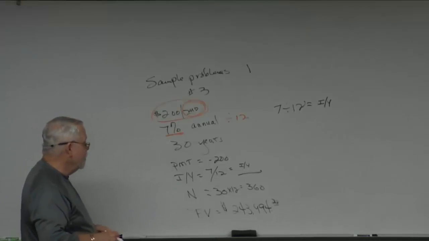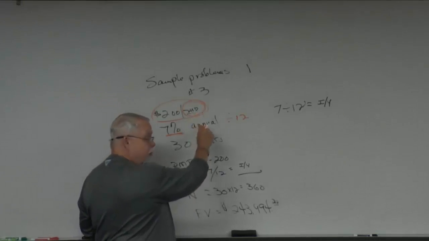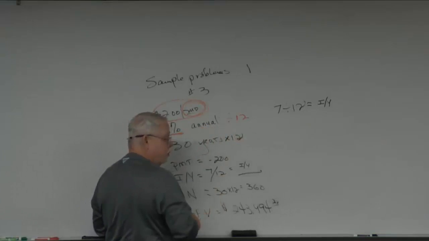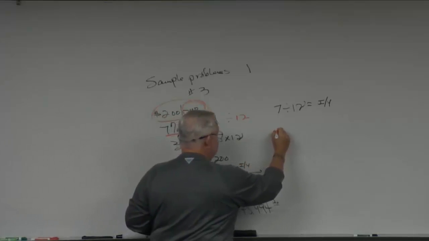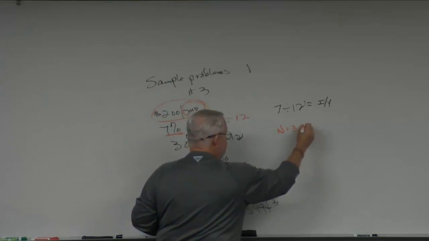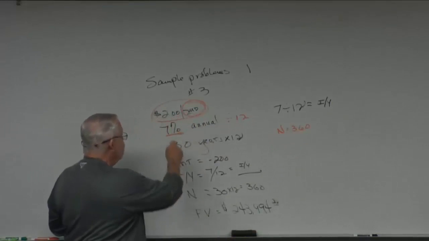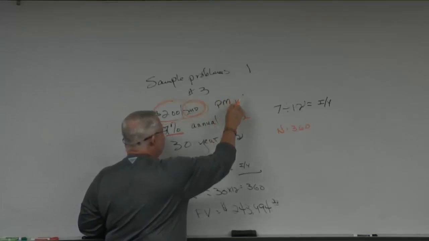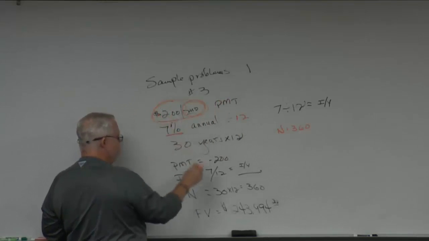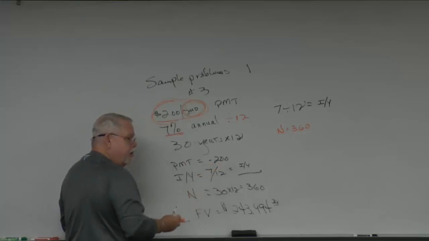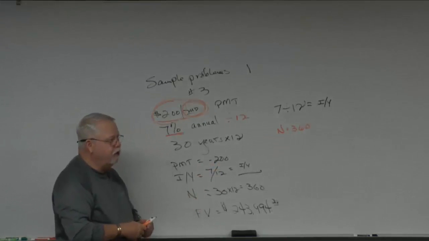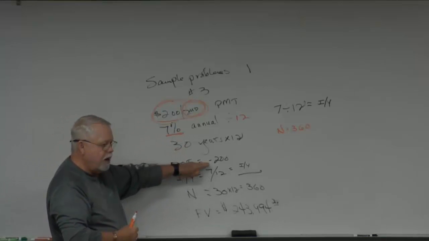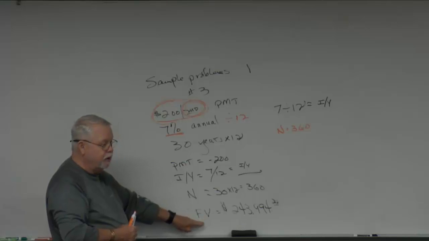Okay, 30 years, but it's gonna compound once a month, 12 times a year. So we're gonna multiply that by 12, and so our N is gonna be 360. And so now we've put in the payment of 200, except I changed it to a negative 200, because the calculator is set up to think in terms of money coming in, money going out.